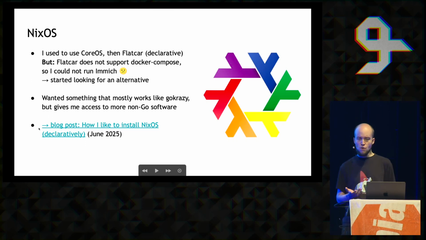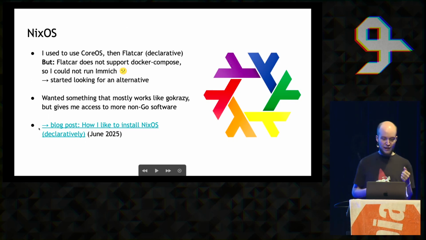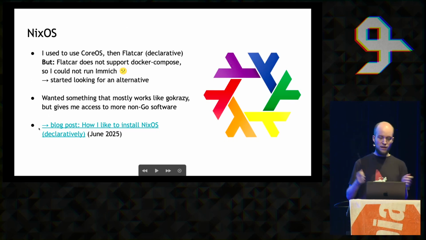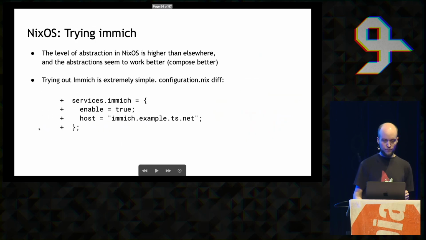And I wanted something that mostly works like Gokrazy, but gives me access to more non-Go software. And to me, that is NixOS. I published a blog post this month, actually, about how I like to install NixOS declaratively. Because there's so much stuff in NixOS, you can use it this way or the other way. I had this model in my mind of how Gokrazy works, and I just want to have that model, but for more stuff. And I can make that work in NixOS.